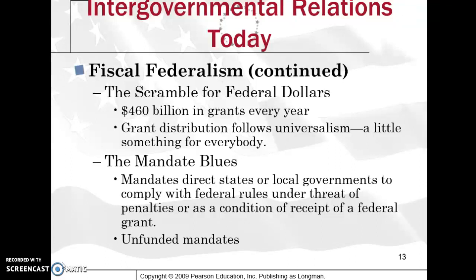There's also something called mandates. This is not a romantic outing with your bros. Mandates are rules, regulations passed by the national government enforced upon the states. If states refuse to comply with these federal rules, they may face threats of penalties as a condition of receipt of federal funds. Some mandates are unfunded, such as the Americans with Disabilities Act.